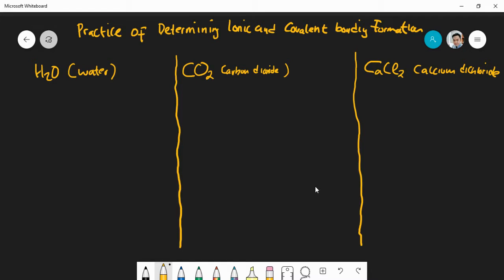We are going to practice more about determining the formation of ionic and covalent bonding. From the previous video, we know that ionic bonding is the bonding between metal and non-metal. Covalent bonding is actually bonding between metal. Sorry, I repeat again: ionic is between metal and non-metal, while covalent bonding is between non-metals and non-metals. I also showed you which part of the periodic table is metal and which part is non-metal. So let's quickly try it here.